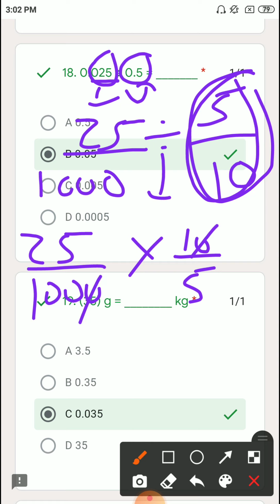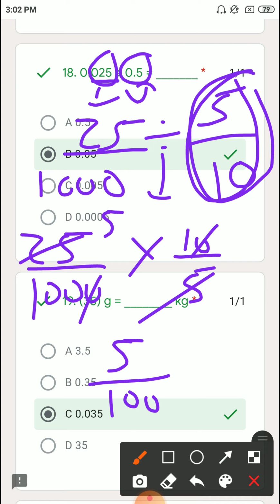Now 10 cuts with 100 from here. 5 5s are 25, so finally we get in numerator 5 and in denominator 100, so 5 divided by 100.